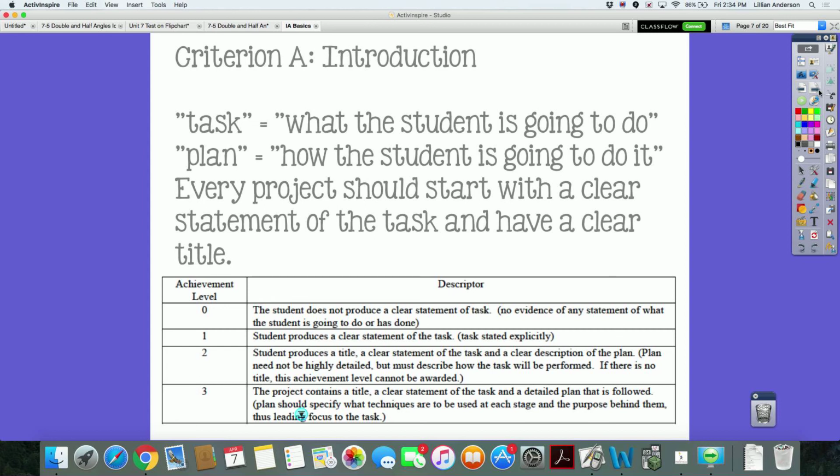And this, more detail. Basically what I use is like an abbreviated version of this. I always start at 0. If you do not have a clear statement of task, you can't get anything higher than that. If you do have one, you can at least get a 1. And then it kind of goes on and on if you describe in detail how you're going to do it, and which steps you're planning to do what. Okay? Easy 3 points.